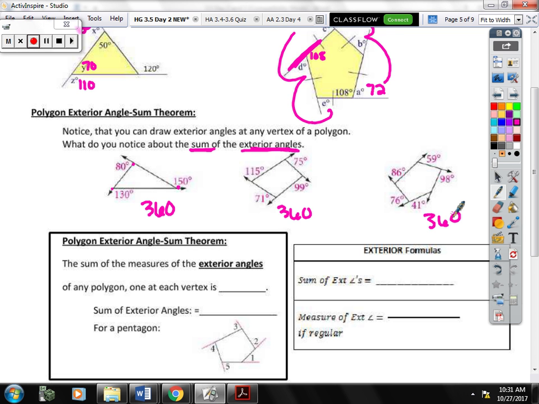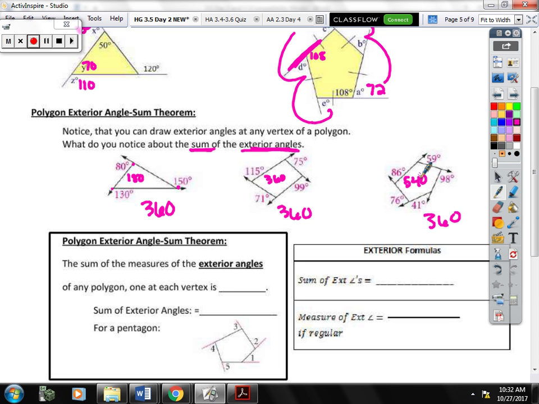All equal 360. So if you remember, the interior angles depended on the number of sides. Remember, the interior angles summed to 180, summed to 360, and for a pentagon summed to be 540. So the interior angles depended on how many sides you had. The exterior angles, it doesn't matter how many sides you have. The exteriors will always add up to 360, which is kind of like one complete circle.